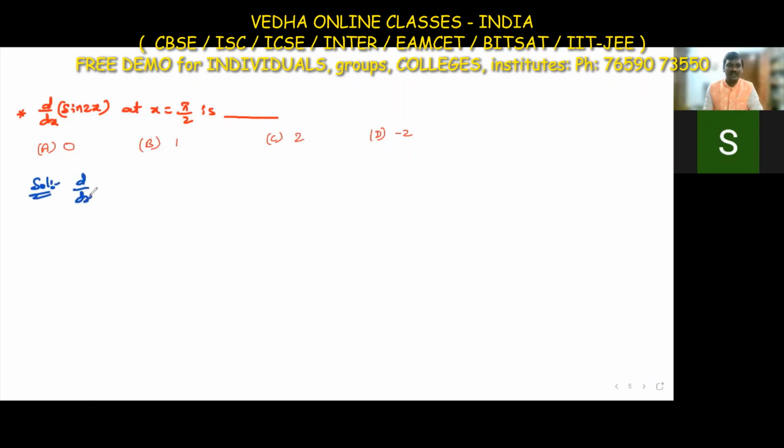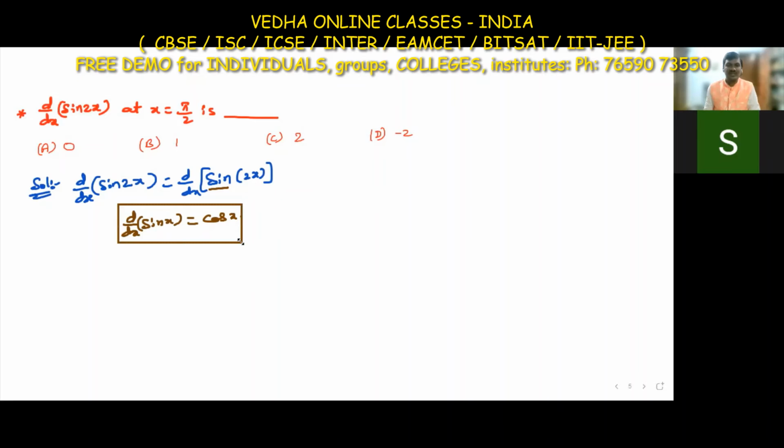So here d by dx of sine 2x. Already I told you, this 2x is the angle theta, it is inside. What do we have outside? Apply the formula for that. The outside function is sine. So d by dx of sine x, what is the formula? Cos x. Very good. So now we apply the formula, d by dx of sine x equals cos x.